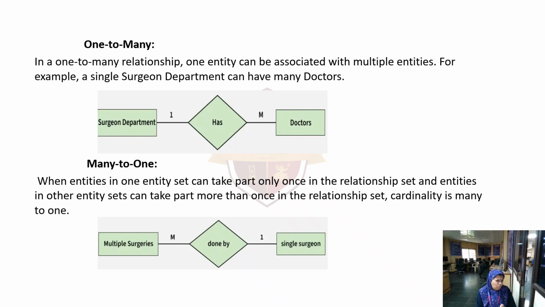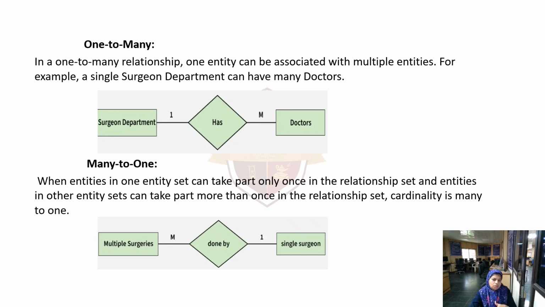Whereas in many to one, entities in one entity set can take part only once in the relationship set, and entities in the other entity set can take part more than once in the relationship. The cardinality is many to one. For example, multiple surgeries can be done by only one doctor. That comes in the category of many to one.